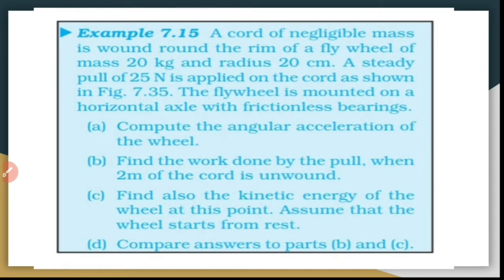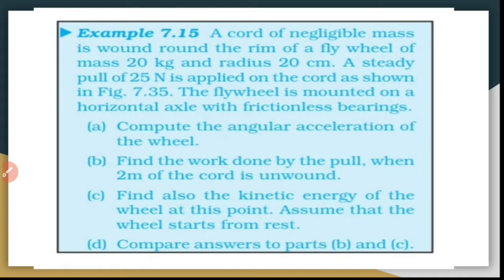First, example 7.15. A cord of negligible mass is wound round the rim of a flywheel of mass 20 kg and radius 20 cm. A steady pull of 25 Newton is applied on the cord as shown in the figure. The flywheel is mounted on a horizontal axle with frictionless bearings.